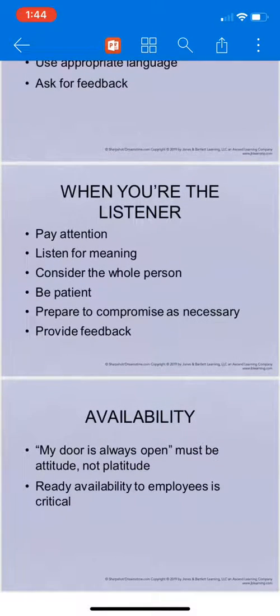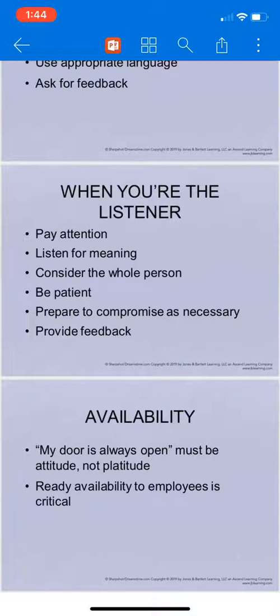And again, availability, the open door attitude. So, my door is always open has to be an attitude, not a platitude. And being readily available to employees is critical. I've said it before, my door is always open. And it was always open.